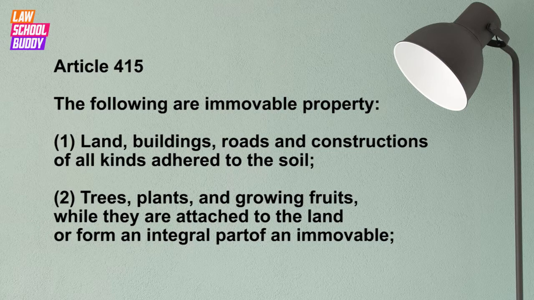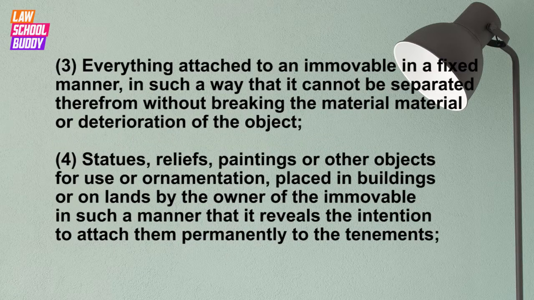Chapter 1. Immovable Property. Article 415. The following are immovable property. 1. Land, buildings, roads, and constructions of all kinds, adhered to the soil. 2. Trees, plants, and growing fruits, while they are attached to the land, or form an integral part of an immovable. 3. Everything attached to an immovable in a fixed manner, in such a way that it cannot be separated therefrom, without breaking the material or deterioration of the object.